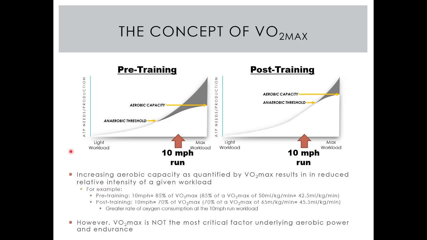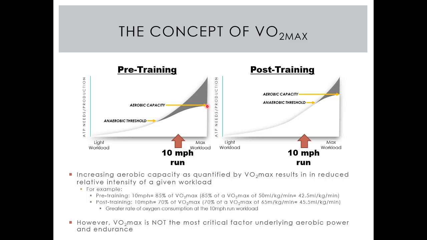So how does this improvement in VO2 max translate to human performance? Now let's go ahead and use these figures again and a 10 mile per hour workload as an example once more. So at pre-training, your aerobic power is represented by this white curve. We see that the 10 mile per hour running workload is well above the anaerobic threshold, but we also see that the aerobic capacity or VO2 max is pretty low.